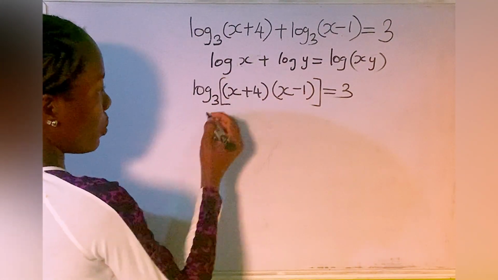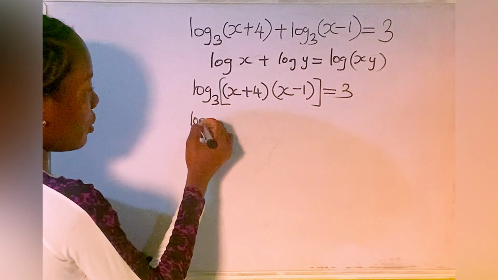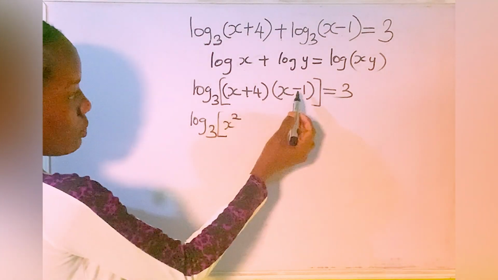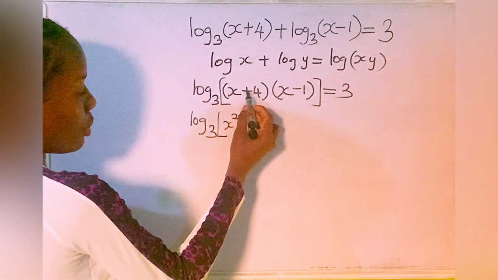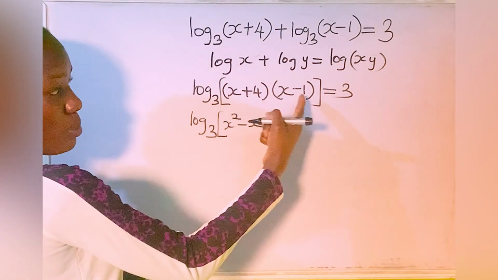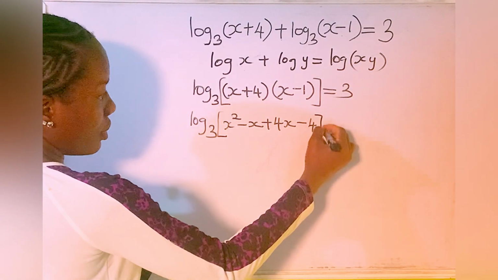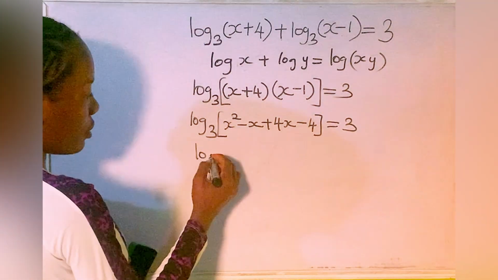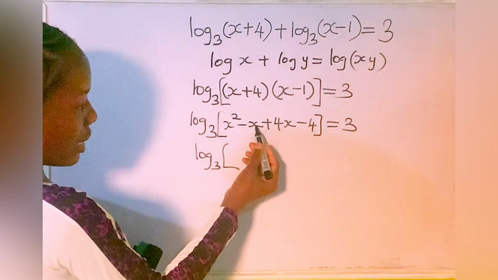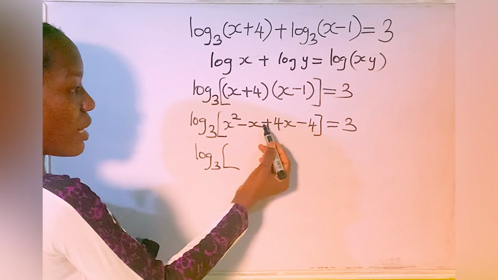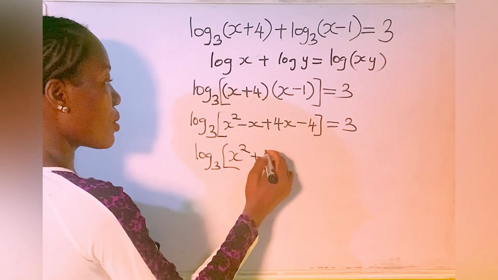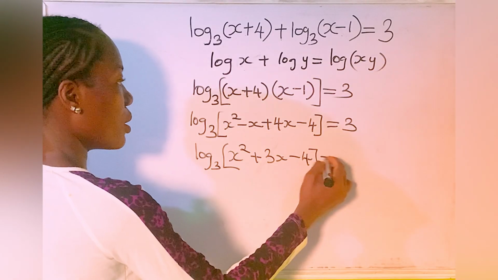Let's put this in square brackets. Okay. Now we have log base 3 of x multiplied by x, we have x squared. x multiplied by minus 1, we have minus x. Plus 4 multiplied by x, you have plus 4x, then plus 4 multiplied by negative 1 is negative 4, okay? As equal to 3. Now we have log base 3. Simplify this equation here. We have minus x plus 4x, that's saying 4 minus 1, which is 3. So we have x squared plus 3x minus 4 is equal to 3.